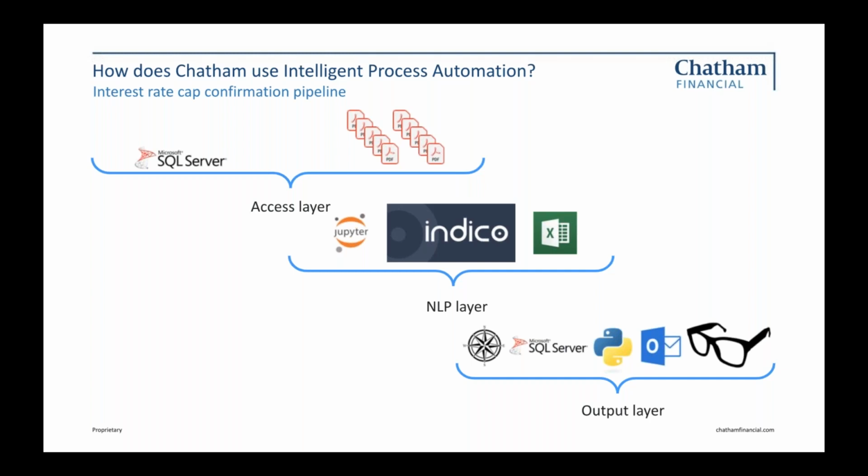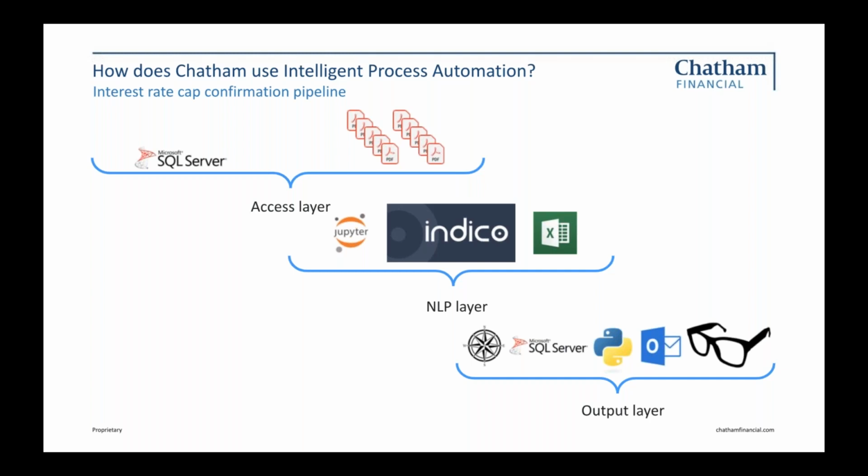So just like everybody, we have a monolithic SQL server, which is the ground truth for just about everything that happens at Chatham, as well as a blob store that holds everything from the PDF of a confirm or an ISDA to someone's favorite list of Judas Priest songs. Everything's there. That access layer, my team built an integration using tools like Jupyter and Excel, stuff that's out there with any data science team or any financial services firm. And right in the middle, we used Indico to glue that together. And that's our NLP layer.